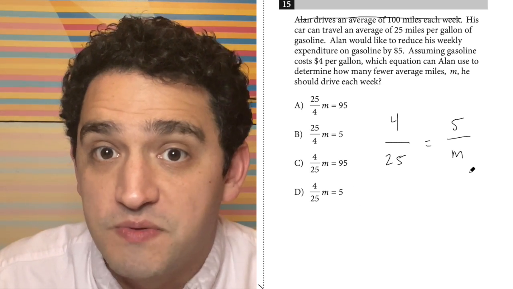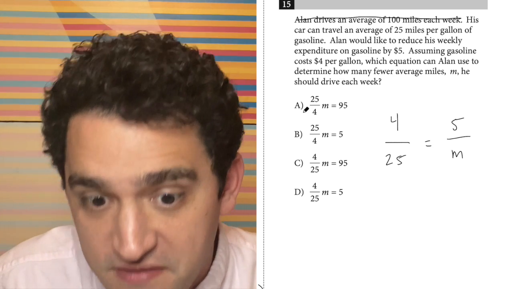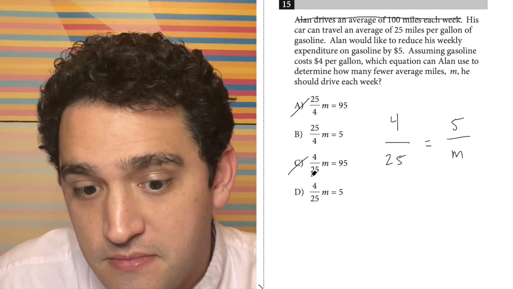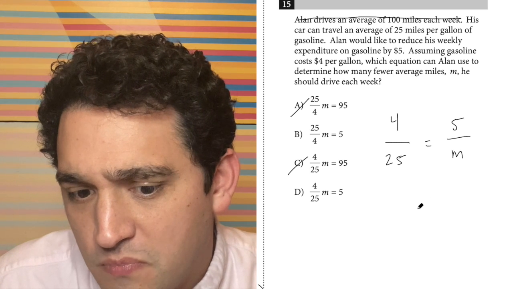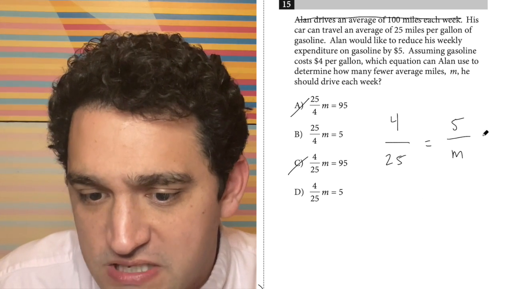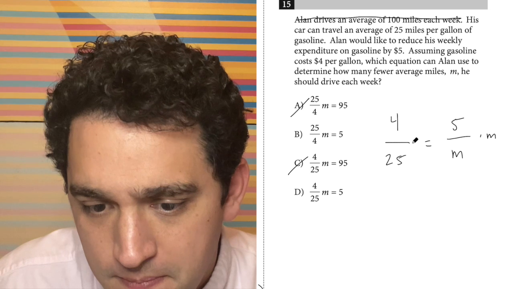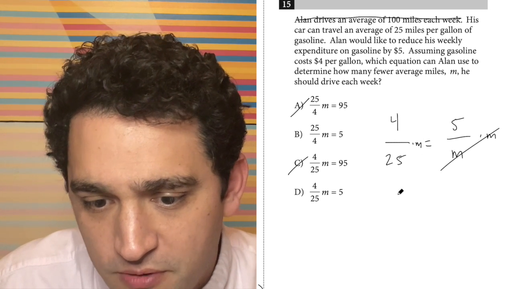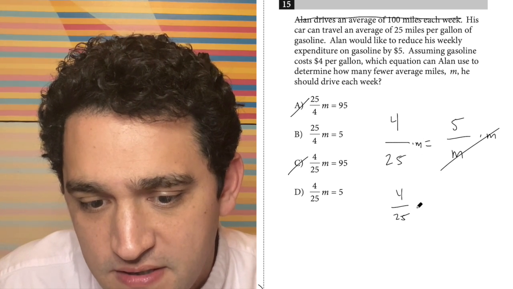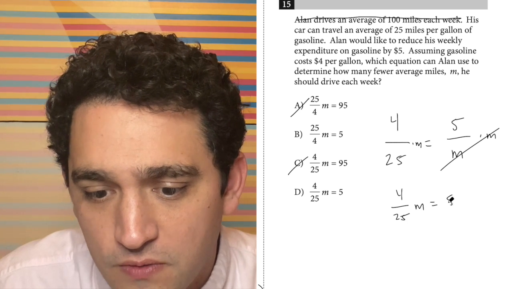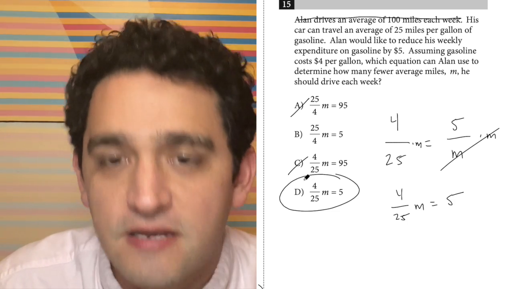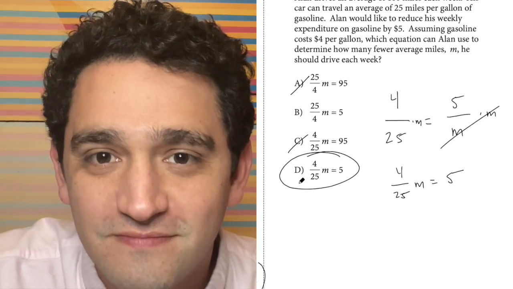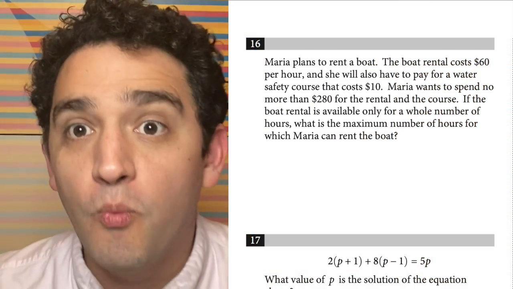Which of these options is a version of this? Well, we know it's not the ones with 95 because we don't see a 95 here. Cross A and C out. And it looks like we want to isolate 5, so let's multiply both sides by M. We end up with 4 over 25 times M equals 5. D is our answer.